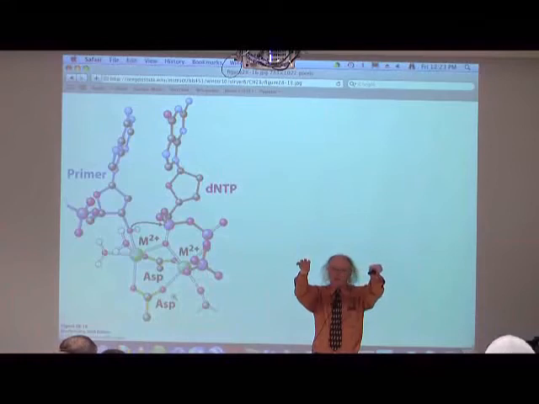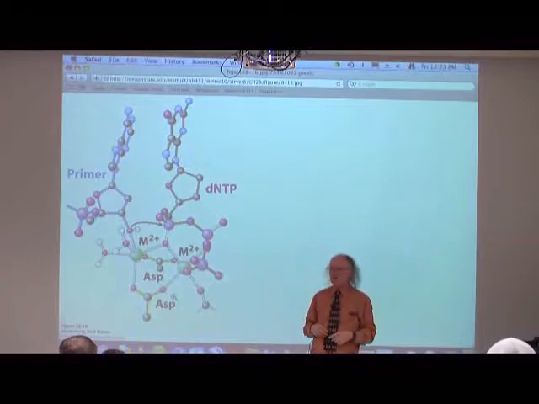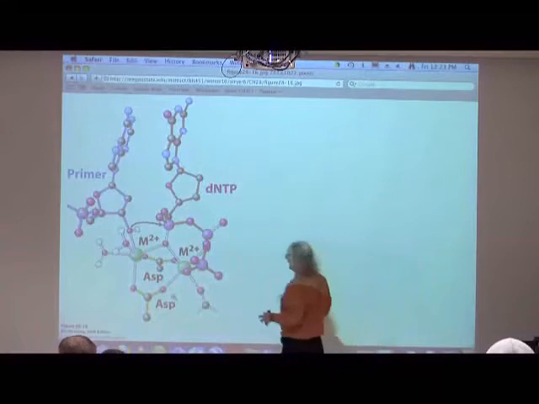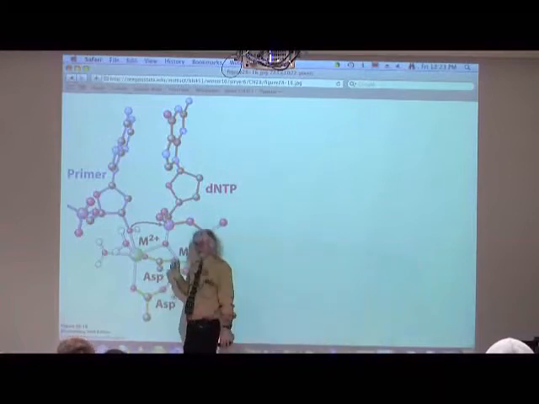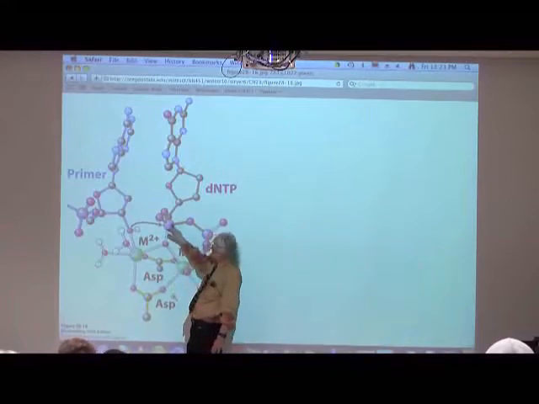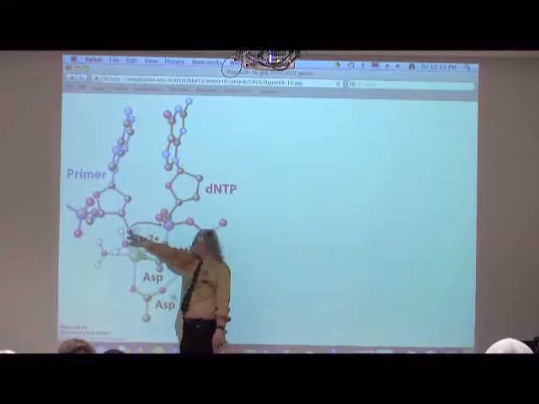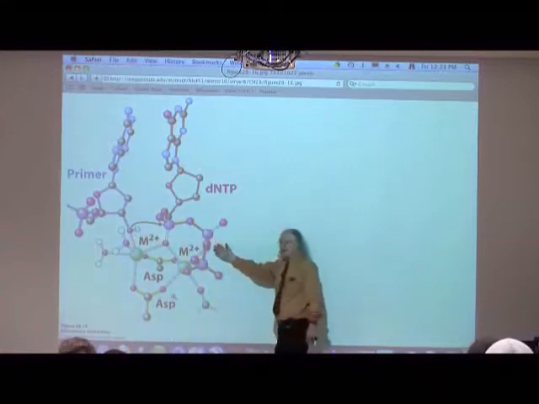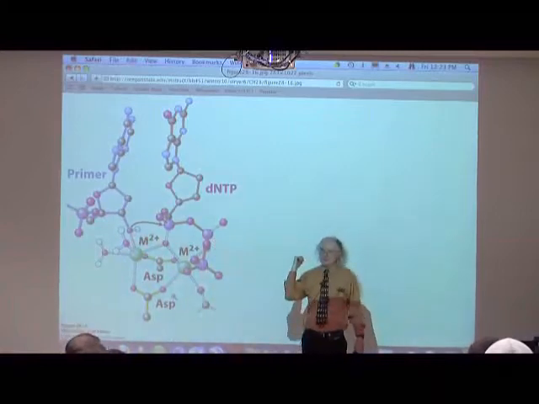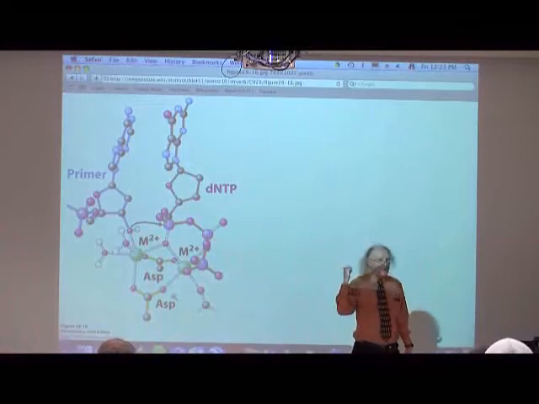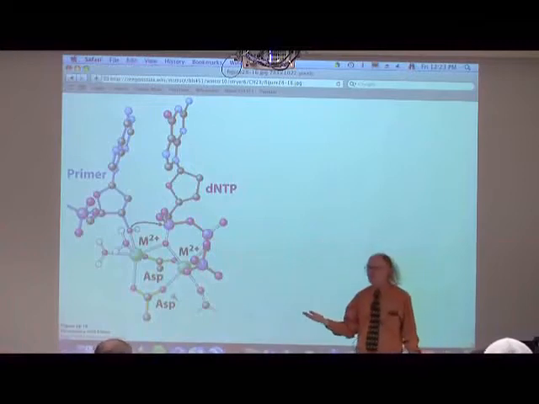The middle one, that is the one next to the alpha one, is called the beta phosphate. And the third one, not surprisingly, is called the gamma phosphate. When a phosphodiester bond is made, the alpha phosphate becomes linked to the hydroxyl on the 3' end. That means that the beta and gamma are kicked out, and they're kicked out as pyrophosphate.